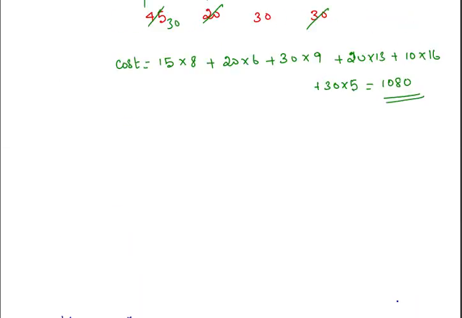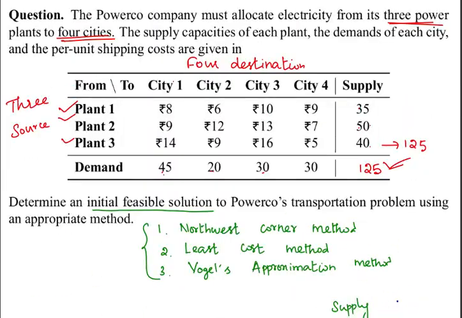So these three methods suggest how to find the initial basic feasible solution. It is not the optimal solution. To find the optimal solution, we are going to use the modified distribution method, which people call the MODI method, or some people call it the UV method.